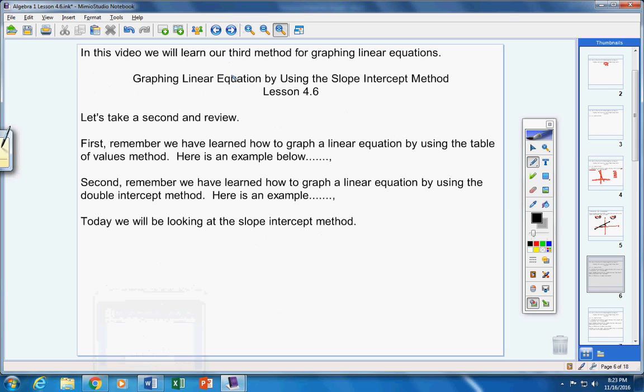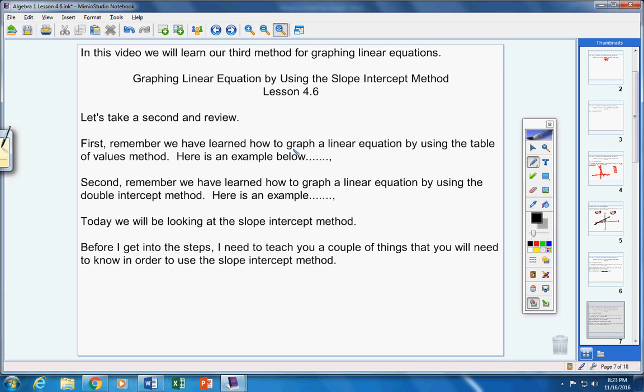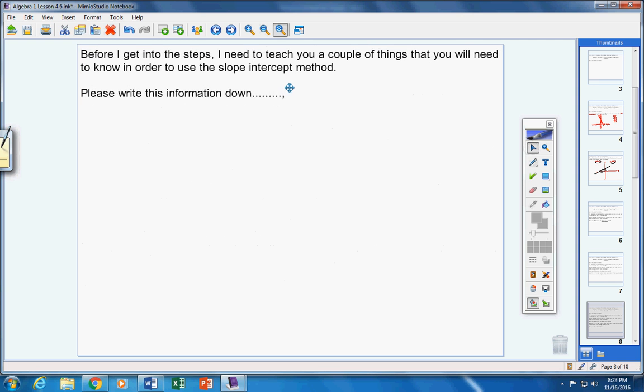Now, today we're going to be looking at our third method called the slope-intercept method, okay? Before I get into those steps, I need to teach you a couple of things that you will need to know in order to use the slope-intercept method. So please take really good notes and write down this information. It's really, really important you understand this. Do you understand, students? Here we go. Anytime you are given a linear equation in which y is by itself like this, write this down, please. Copy this down, please.